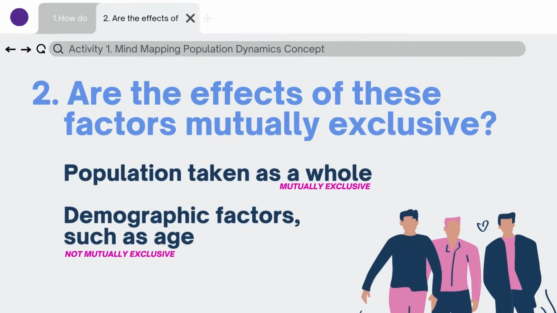Question number 2. Are the effects of these factors mutually exclusive? If the population is taken as a whole, it is not possible to have an increasing and decreasing population simultaneously. Hence, the effects are considered mutually exclusive. However, taking into consideration demographic factors such as age, increasing and decreasing population may not be mutually exclusive.